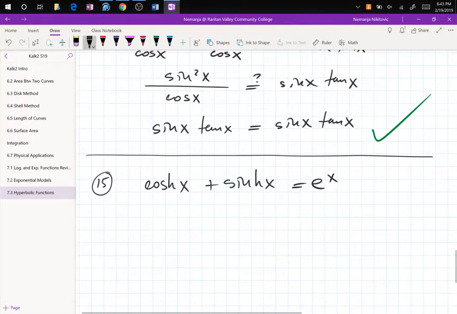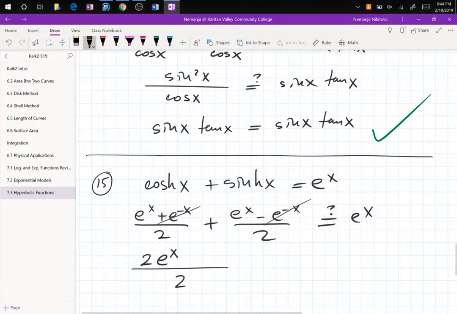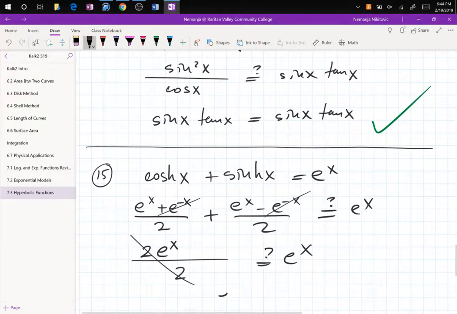Cosine hyperbolic is defined as e to the x plus e to the negative x over 2. Plus sine is e to the x minus e to the negative x over 2. And we need to see if that is equal to e to the x. So we have addition, which means add two fractions. Common denominator is 2. E to the x plus e to the x is 2e to the x. And then these ones just cancel. All right? And you're done. The 2's drop, and there you go.